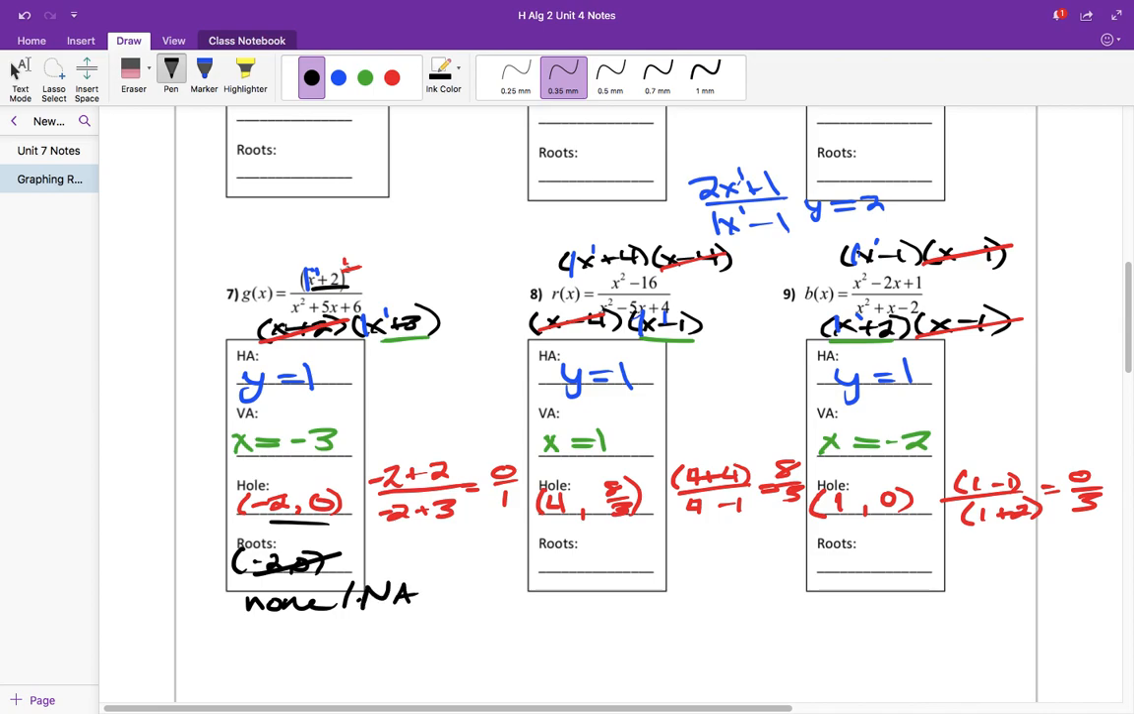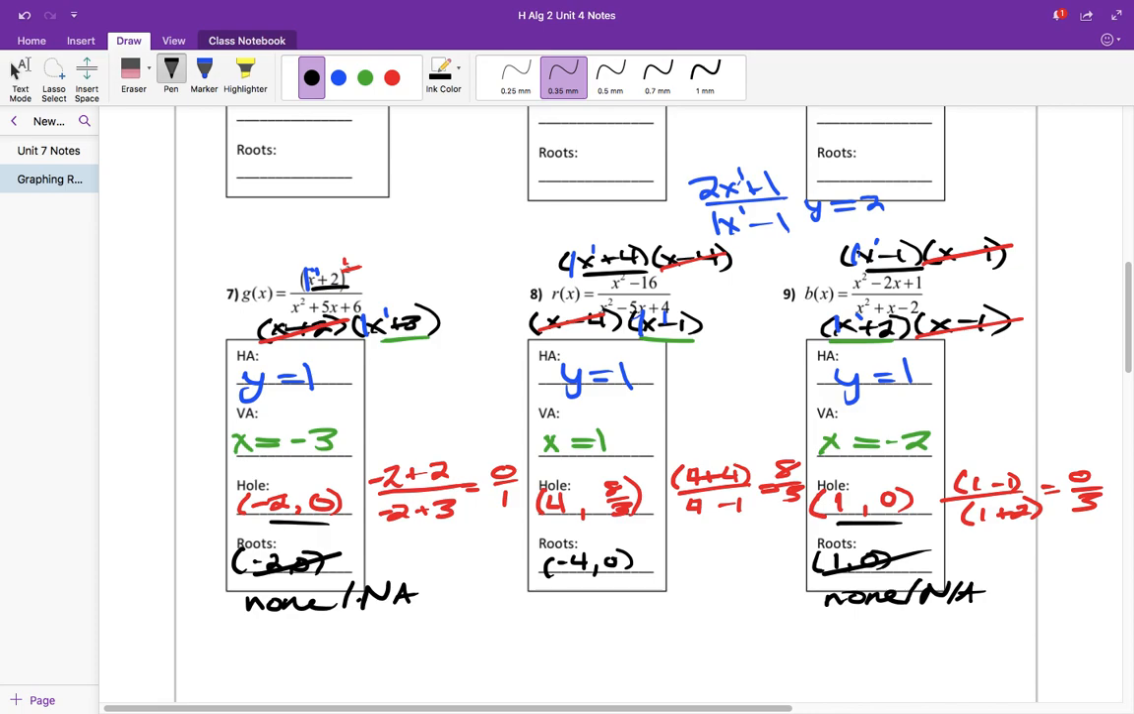For number 8, we've got x plus 4. So that would give us a root at negative 4 comma 0, which is different from our hole, so we're good there. For number 9, very similar to number 7, your root should have been at 1 comma 0, but you have a hole at 1 comma 0. So in this case, just like on number 7, there are none or not applicable, or however you'd want to write that. Okay, so there's the basics of looking through each of those different key characteristics.